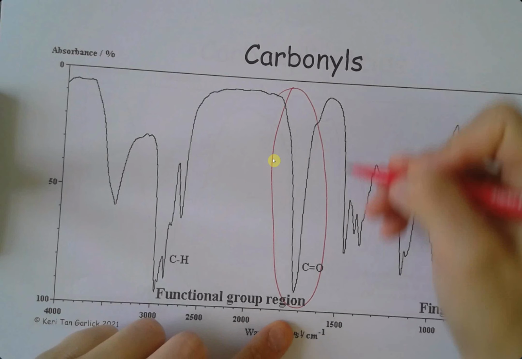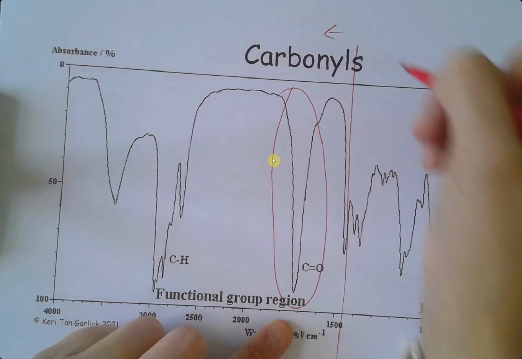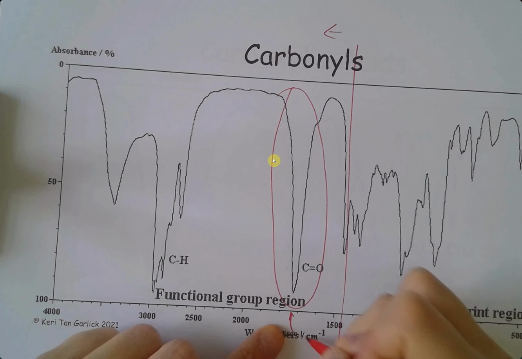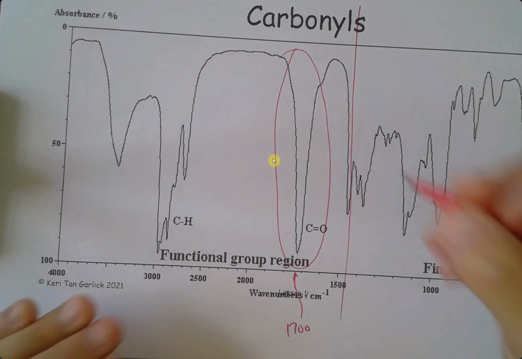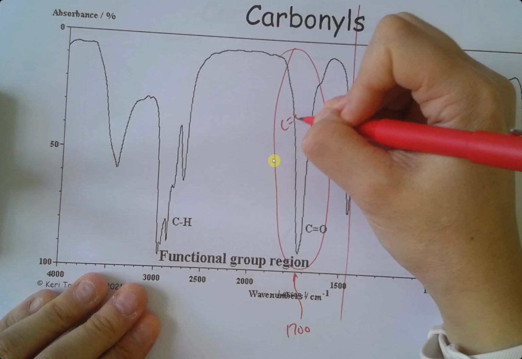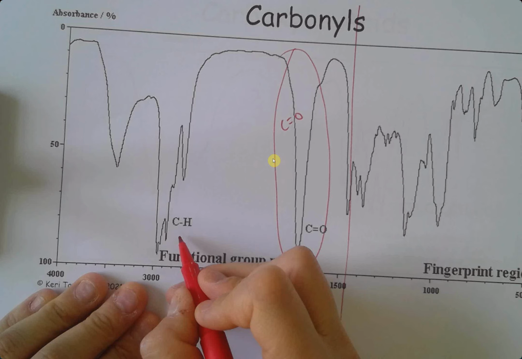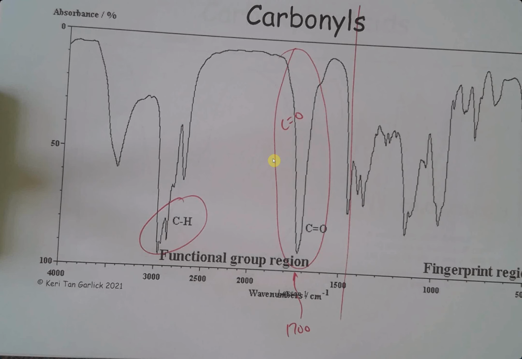And again, we have 1500. We look up from 1500. That's at 1700. So whenever I think 1700, that's the carbonyl that I'm looking for. C double bond O. And I look here, and that's my typical hydrogen carbon bond. So again, it's a very good way of figuring out where you place things.